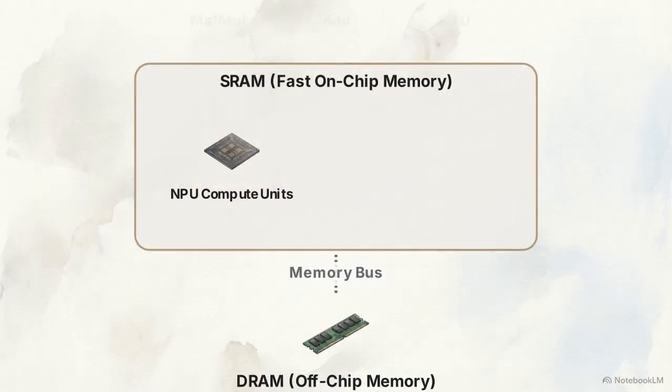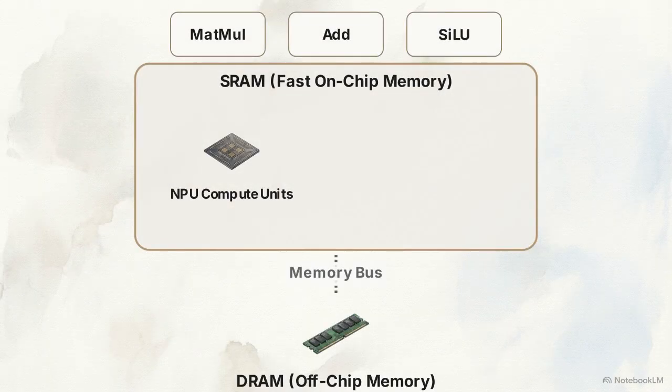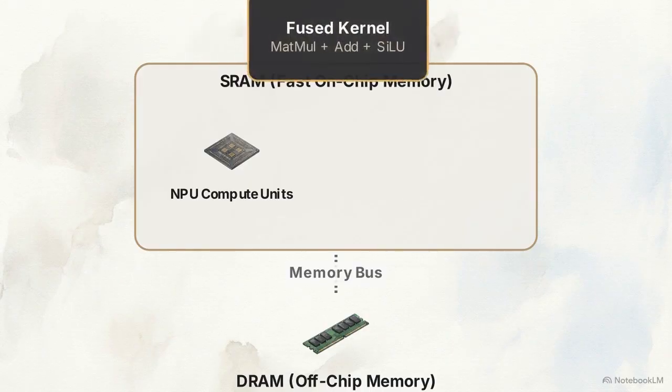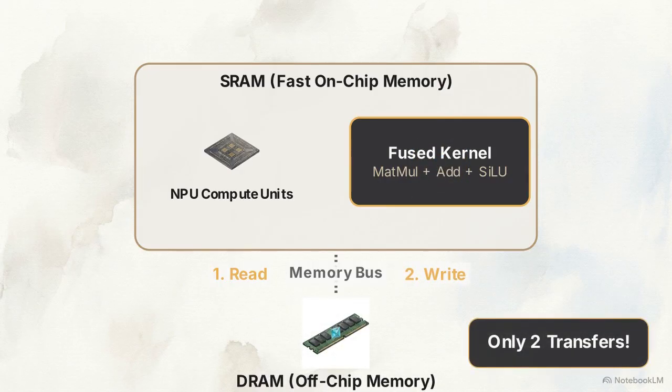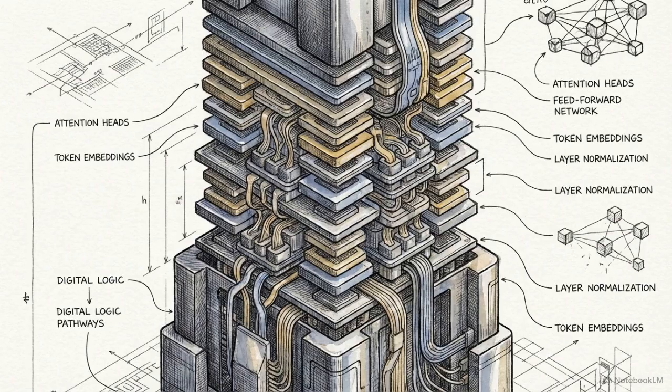Operator fusion collapses sequential ONNX nodes into a single hardware kernel. Compute units execute multiplication, addition, and activation in one continuous SRAM pass. Instead of multiple trips across the memory bus, the fused kernel requires exactly two: one read from DRAM and one write back. This principle scales up to the core of the large language model.